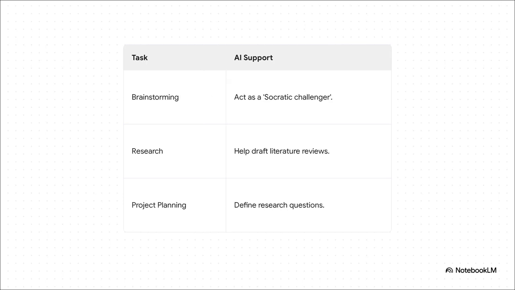And what about those huge projects? You know the ones. Well, AI can be like your personal research assistant. It can help you brainstorm ideas, or, and I love this term from UNESCO, it can act as a Socratic challenger. It basically plays devil's advocate to push you, to make you think deeper, and really sharpen your research questions.